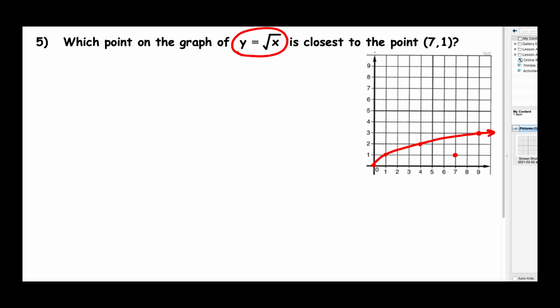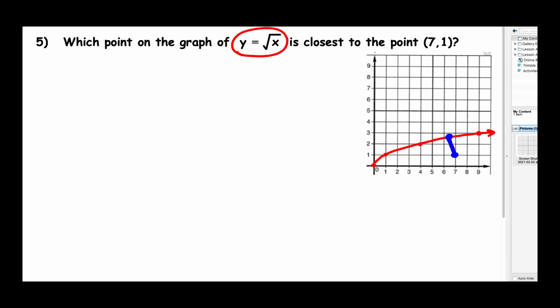So what point along that graph is closest to (7, 1)? Well, you could head straight north, but that probably wouldn't be the best. I think you'd want to angle a little bit, maybe go this way slightly, maybe right to here. That might be a winner.